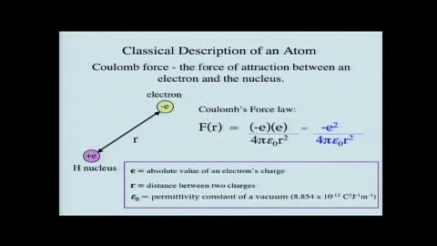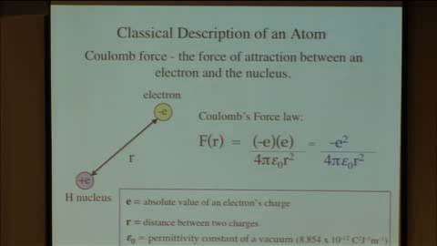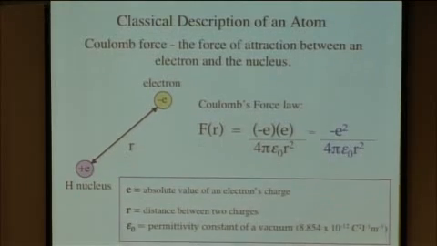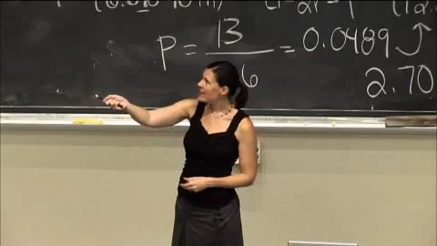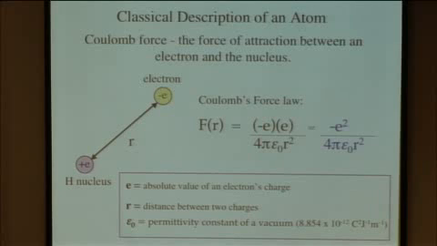We're describing the force that's holding these two particles together, and it's related to the charge of each of the particles, where e is the absolute value of an electron's charge. So an electron has a charge of negative e, and the nucleus has a charge of positive e. And then we have r, which is simply the distance between the two charges. And what we see is that the force is inversely related to the distance between the two charges. And we can simplify this expression as saying negative e squared over 4 pi epsilon naught r squared.